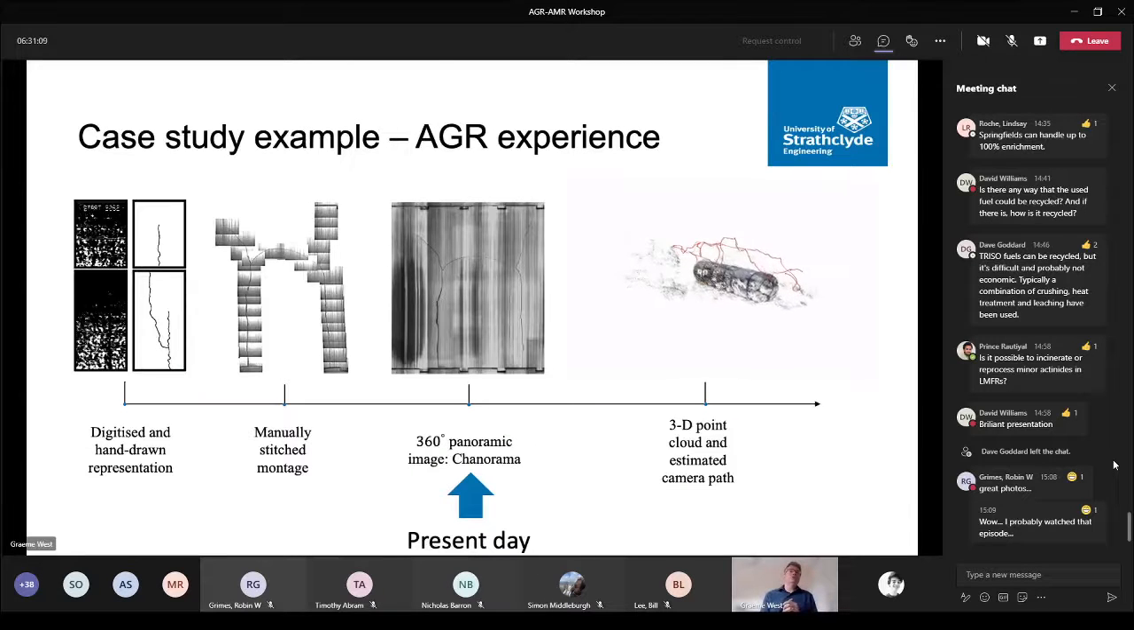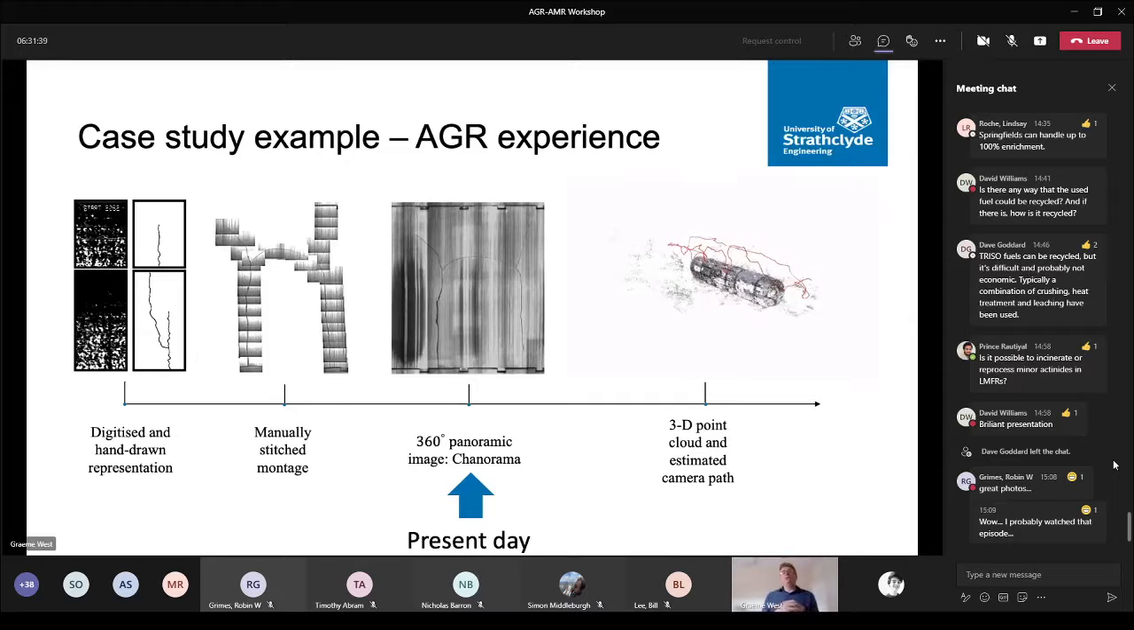So, just looking at another case study, and this is some of the research that we've been involved in up at Strathclyde. This was to do with inspecting some of the graphite cores. So in the early days, they used to send cameras into the core, have a look around, and then any cracks that were discovered, they would effectively digitize the images and then hand draw the representations of those.